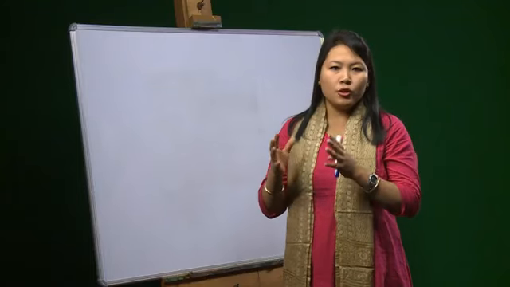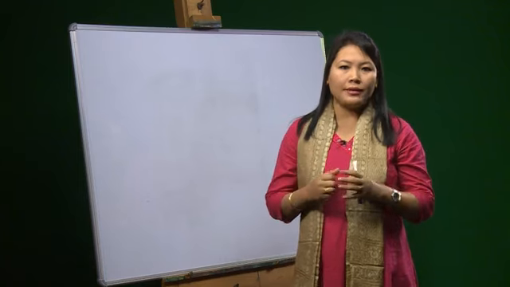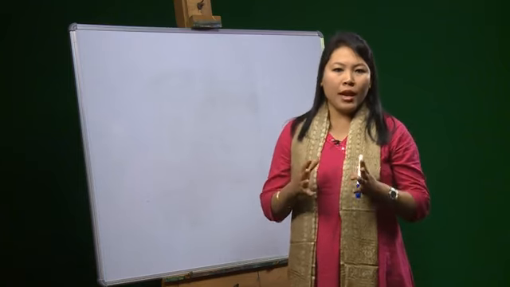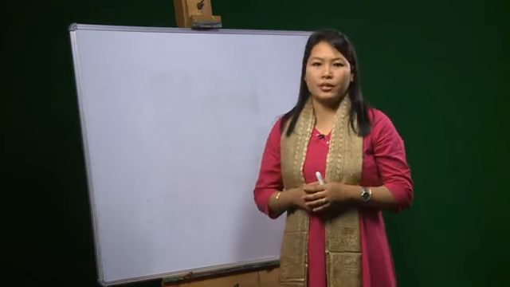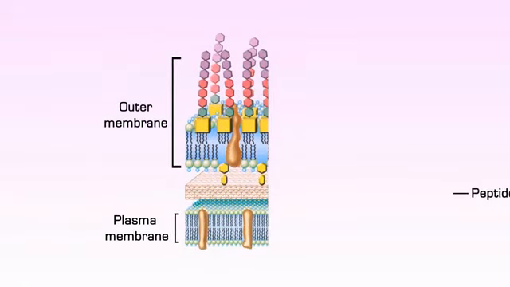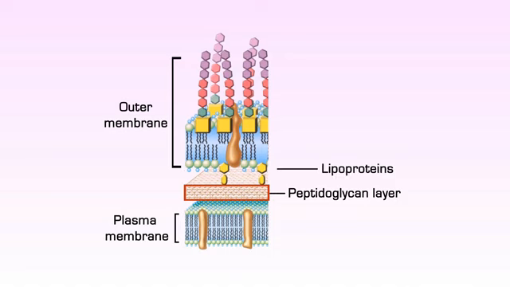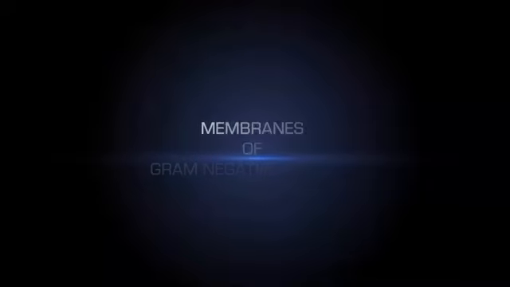But it remains strong, tough, and elastic to give them shape and protect against extreme environmental conditions. And this peptidoglycan layer, which is present in a very thin layer, is non-covalently anchored to lipoproteins through their hydrophobic head. That was about the cell wall.